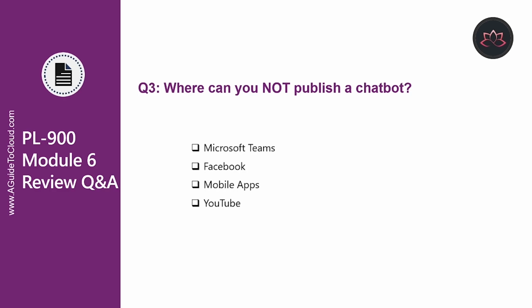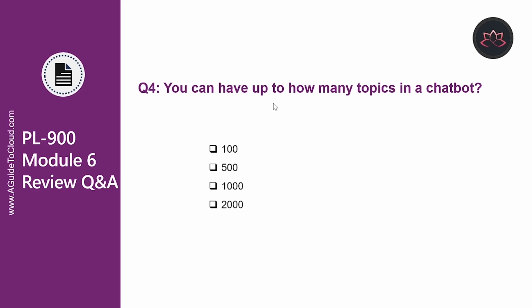Let's look at question number 3. Where can you not publish a chatbot? You can definitely publish a chatbot to Teams, Facebook, and mobile apps. You cannot publish a chatbot to YouTube. You can have up to how many topics in a chatbot? The correct answer is 1,000. You can have up to 1,000 topics in a chatbot.